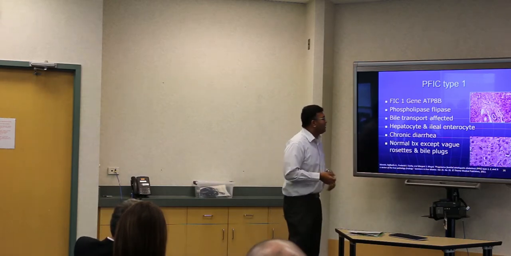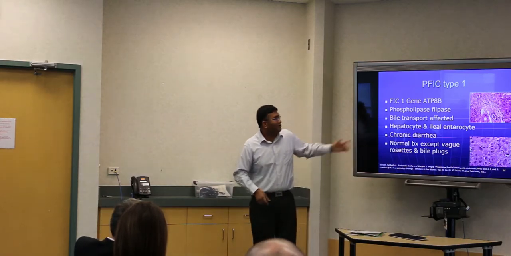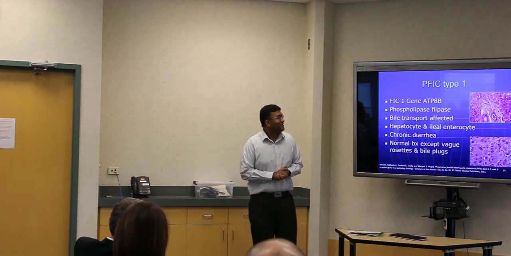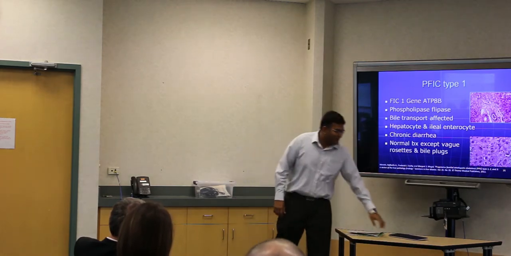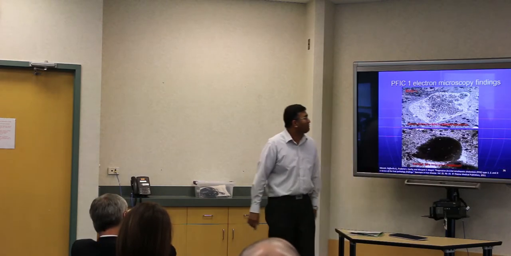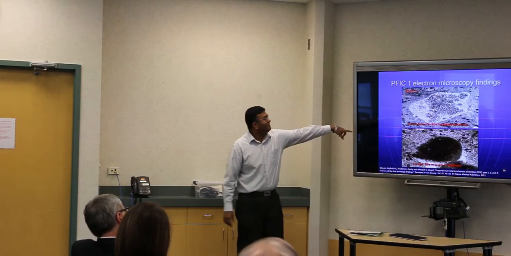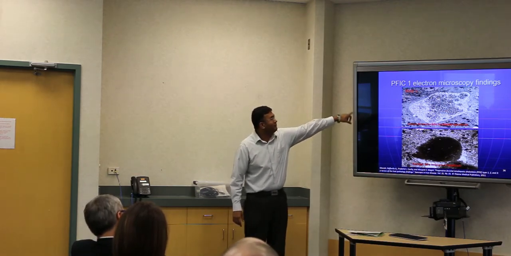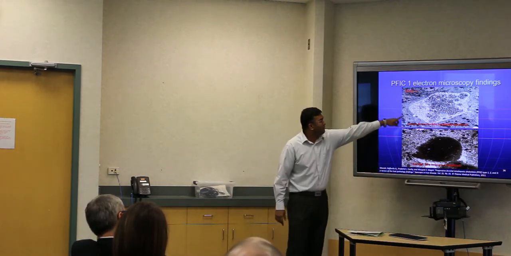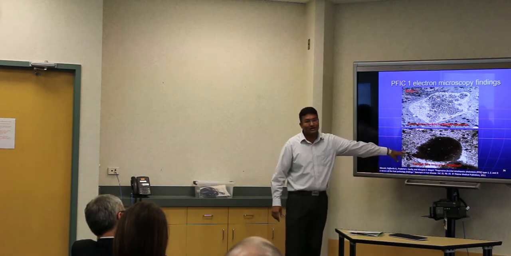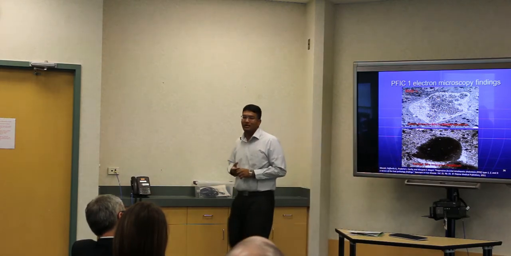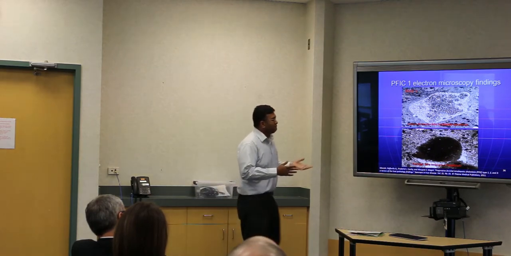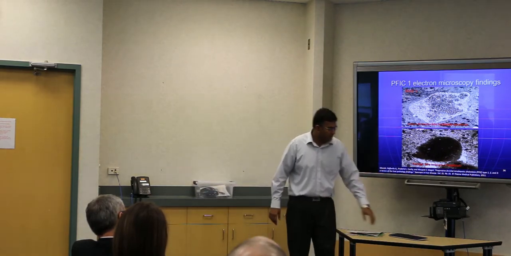The biopsies are usually normal, but you have vague rosettes and bile plugs. So how would you diagnose this? The way of diagnosing this is through EM findings, that's electron microscopy findings. What you see here is the coarse granular bile, which would be seen classically in PFIC1. And what you see here in the lower EM sample is from a patient with biliary atresia who has dilated canaliculi, but you have a normal bile in there.